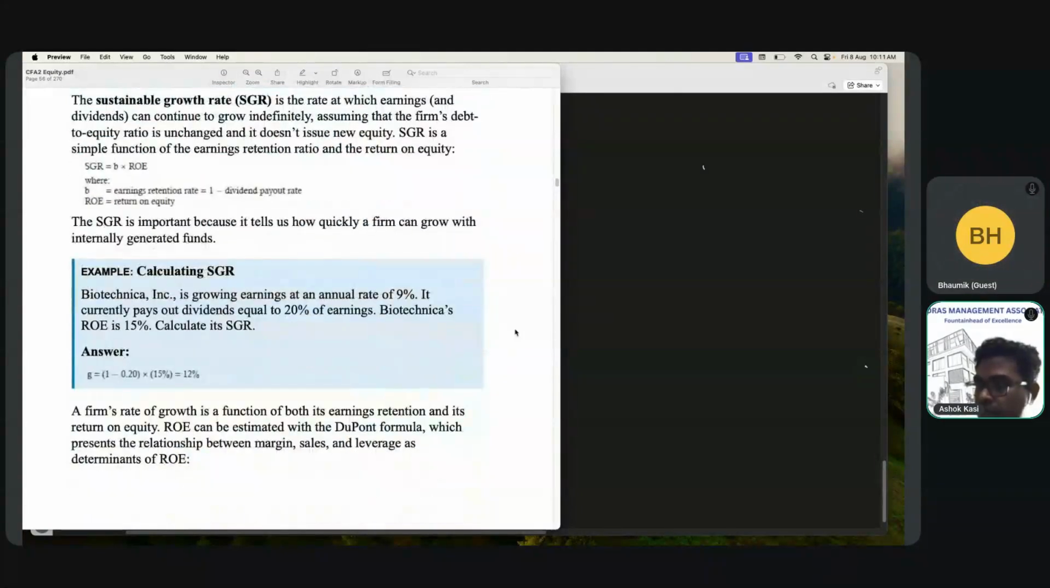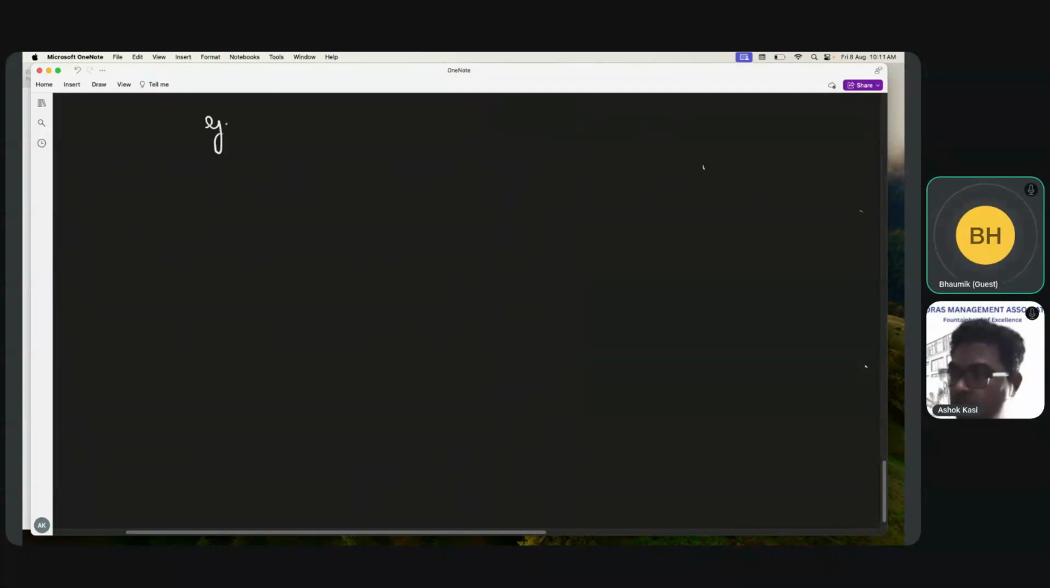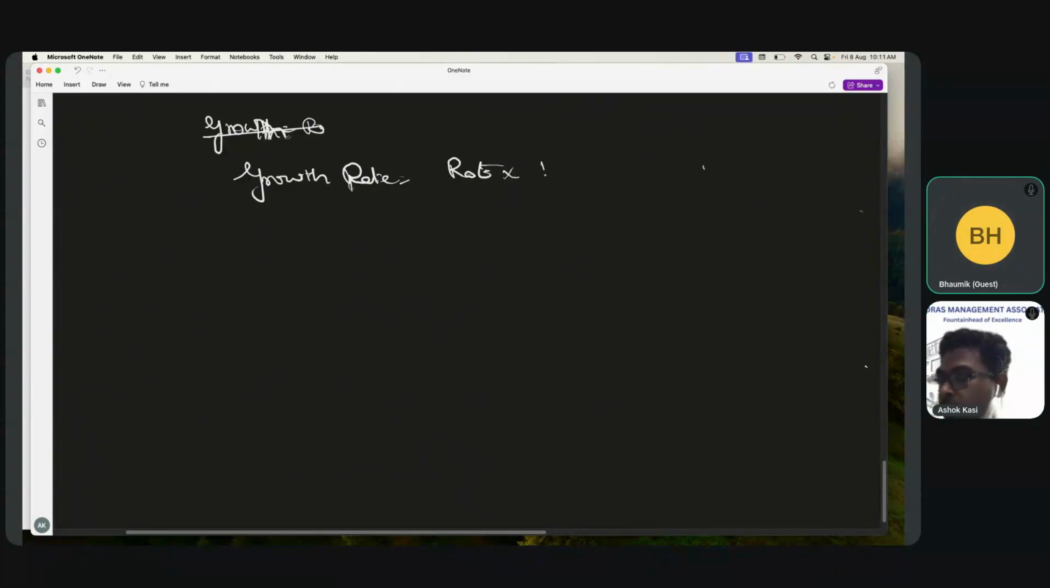Sustainable growth rate. This also we have done in level 1. Remember, growth rate is equal to return on equity into retention ratio.